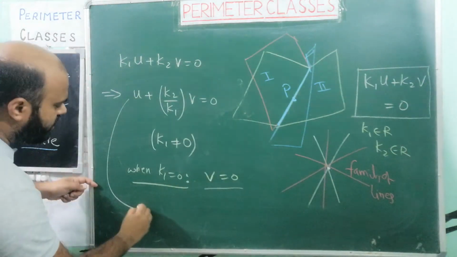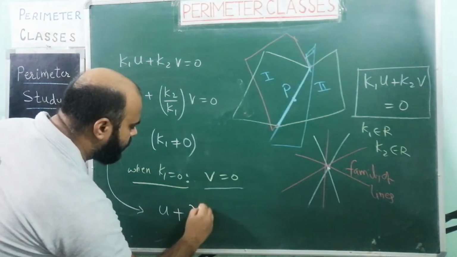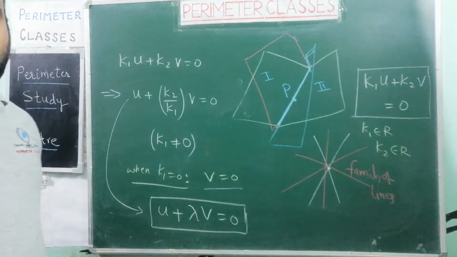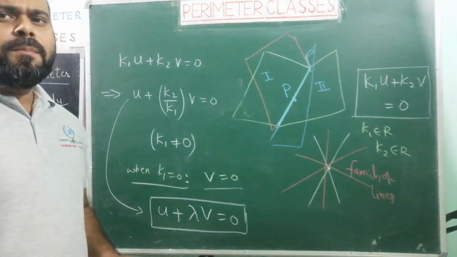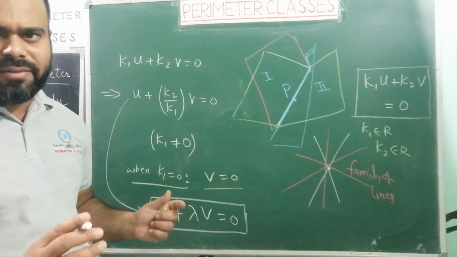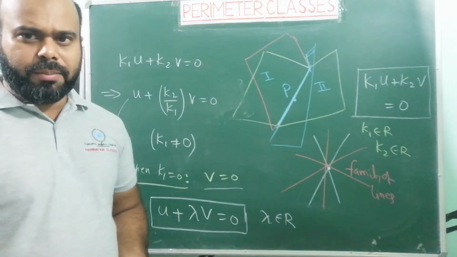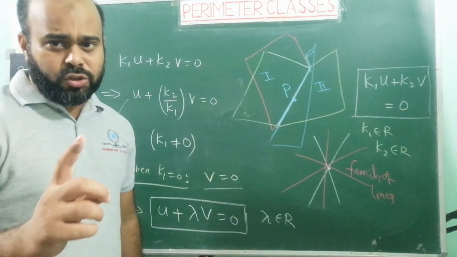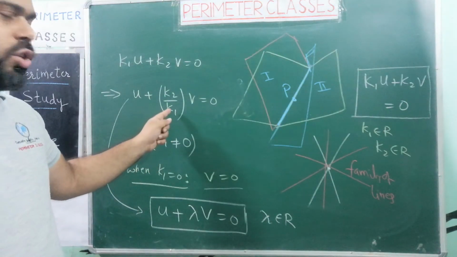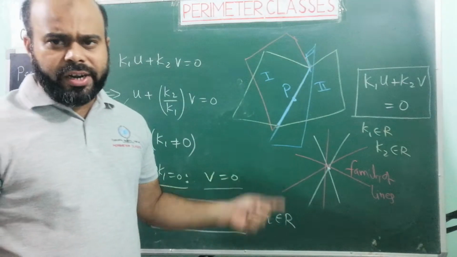So we can write the equation as u plus lambda v equal to 0, where lambda is k2 by k1, a constant. This is how we remember the family of planes passing through the intersection of the given two planes u equal to 0 and v equal to 0, where lambda is the parameter, any real number. In this family, one plane is omitted, that is v equal to 0, because k1 is not equal to 0, as you have taken it in the denominator. But we don't need that v.